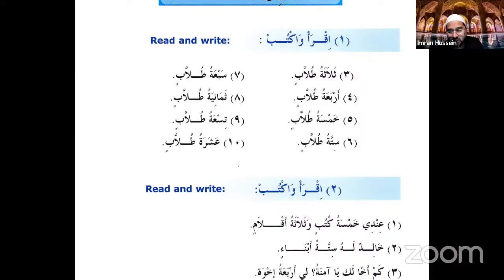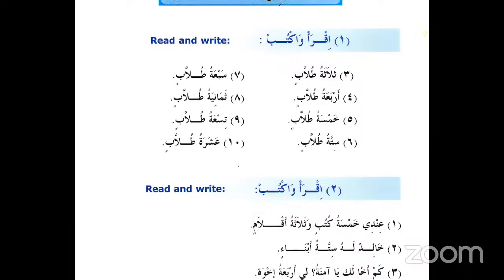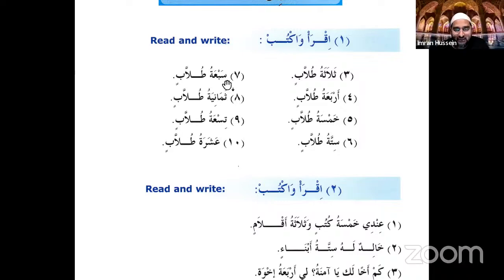Okay. Sister Almas, can you go through this, and then I'll get Sister Tahira to do the points to remember. Go ahead, Sister Almas. Assalamu alaikum. Bismillahirrahmanirrahim. Thalathatu tullabin, 3 students. Arba'atu tullabin, 4 students. Khamsatu tullabin, 5 students. Sittatu tullabin, 6 students. Sab'atu tullabin, 7 students. Thamaniyatu tullabin, 8 students. Tis'atu tullabin, 9 students. Ashratu tullabin, 10 students. Excellent. So this is the whole lesson itself.